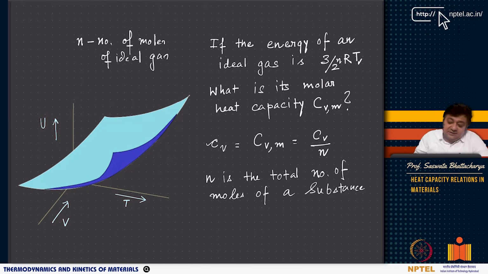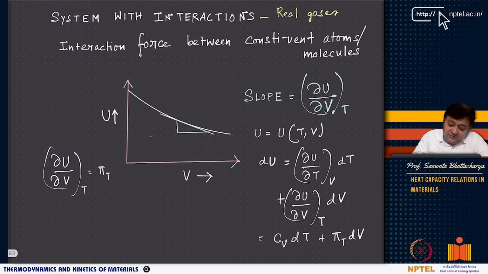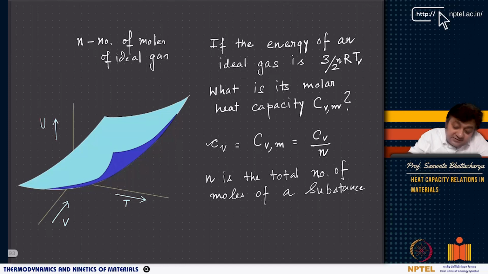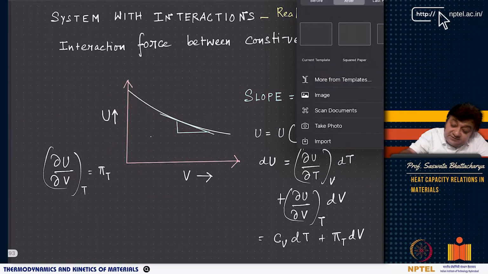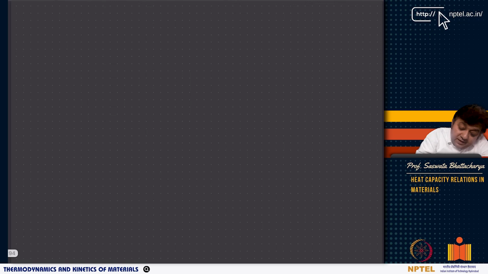Now, you see, for a real gas, as I told you, U versus V also has a slope. What type of slope is it, and why is there this slope? This is something that we have to understand. Let us have a look at this equation first. From your exact differential, you got dU equal to Cv dT, where Cv is the heat capacity at constant volume, plus pi t dV.